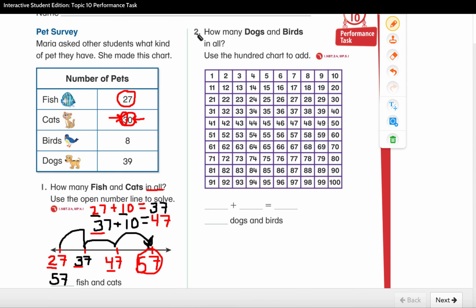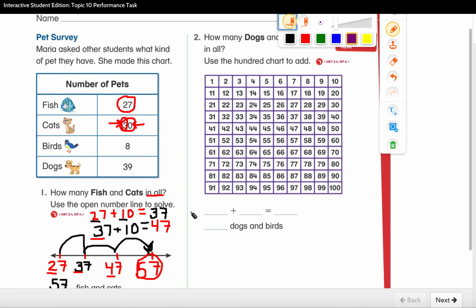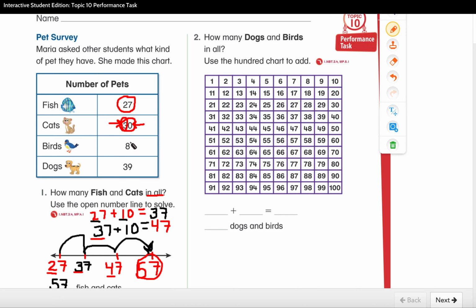So let's go ahead to number 2. Number 2 says how many dogs and birds in all? Use the 100 chart to add. So now we're not looking at a number line anymore. We're looking at this big hundreds chart. So let me use another color. So now we're looking at dogs and birds. So let's go over here and circle what we are adding. So we're looking at birds and then the dogs. So we have 8 and we have 39.